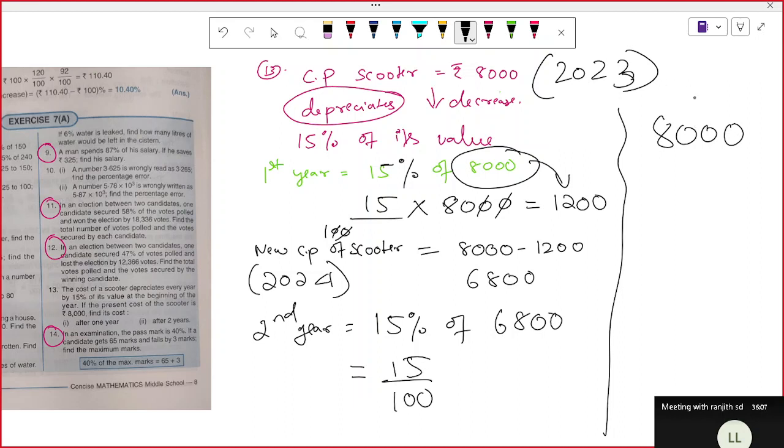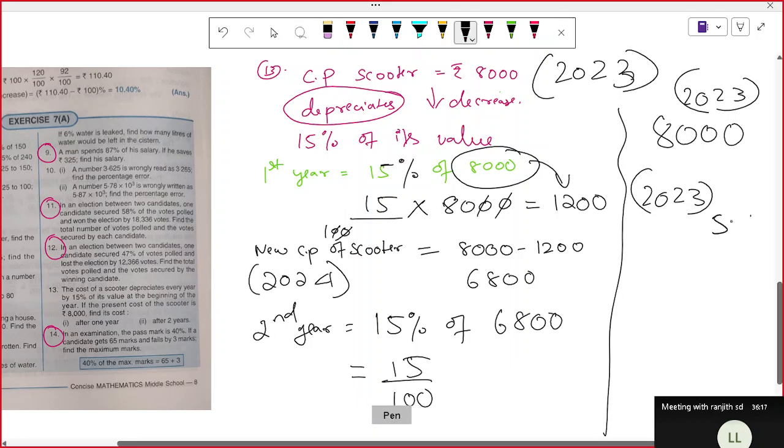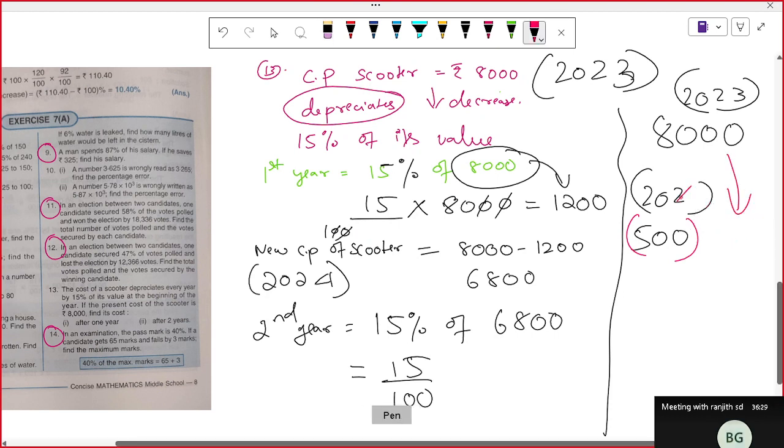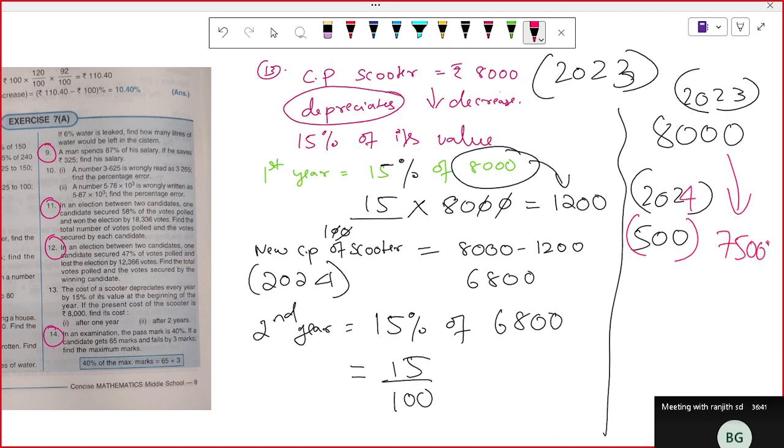8,000 is the cost price. In 2023, the scooter price is 8,000. In 2024, I reduce 500 rupees. What is the cost price? If I reduce 500, what will be the new cost price? 7,500. Look here, 8,000 is the cost price. Next year, I'm going to reduce 500. What's the cost price? If I reduce 500, 7,500.